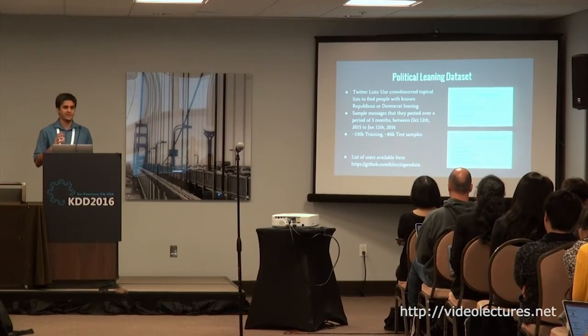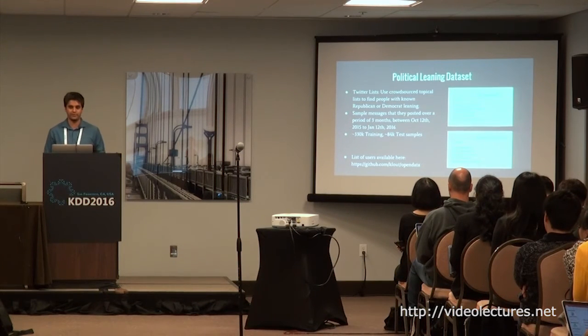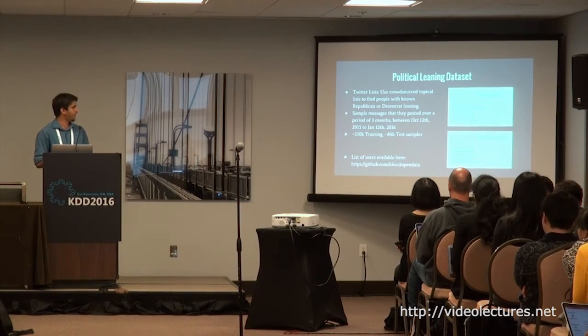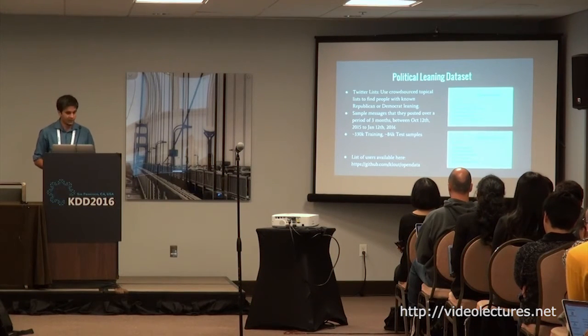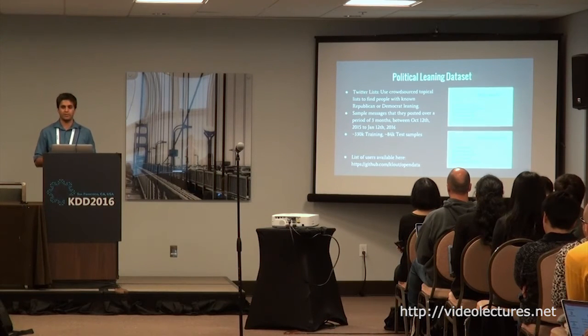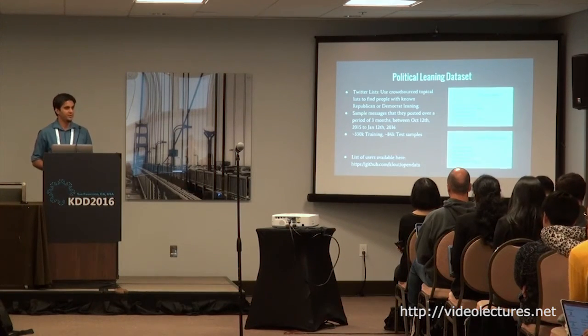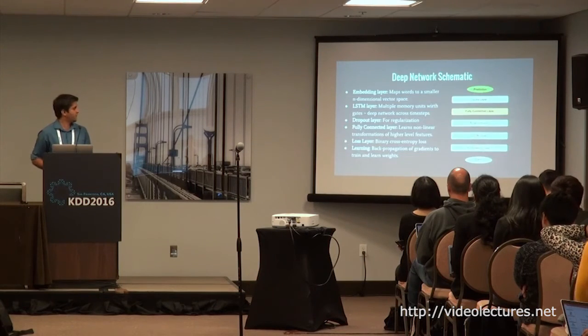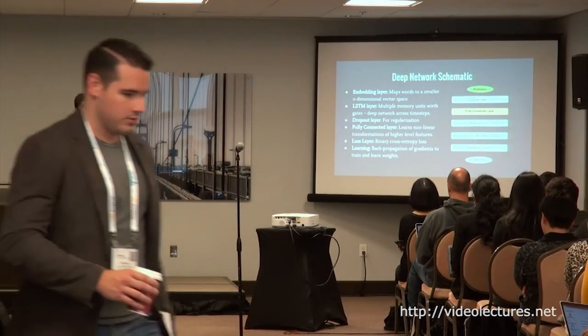And with this list of users, what we can then do is sample their messages posted over a period of a few months. So we took 3 months between October and January, and this gave us around 330K training data samples and around 85K test samples. So now that we have our labeled data for both these problems, we can go about trying to solve it. The way we solve it is we use deep learning techniques.